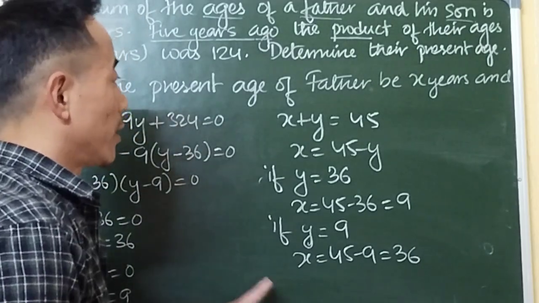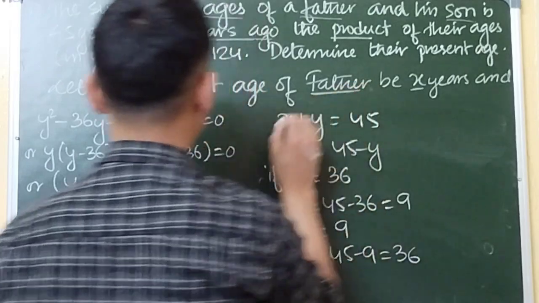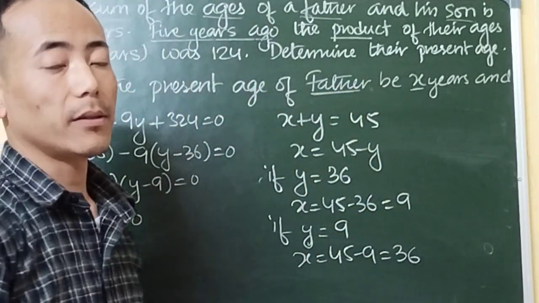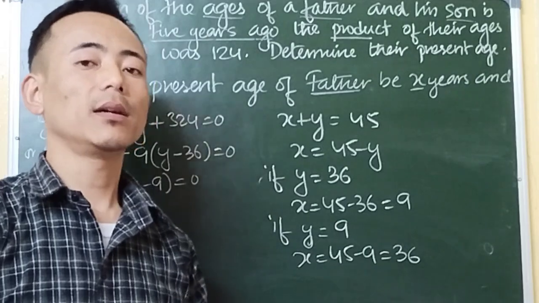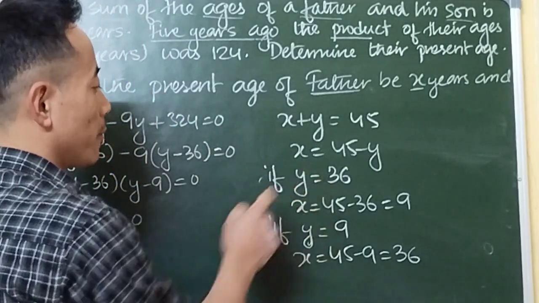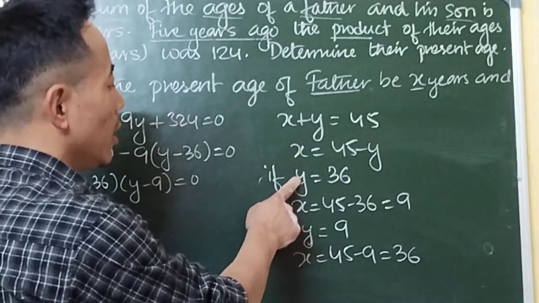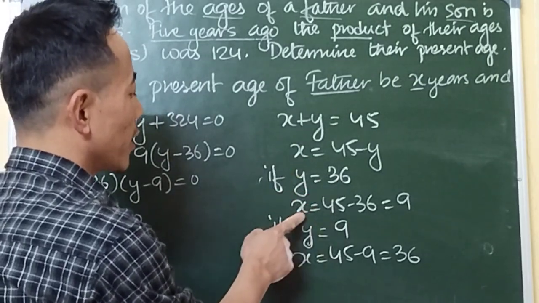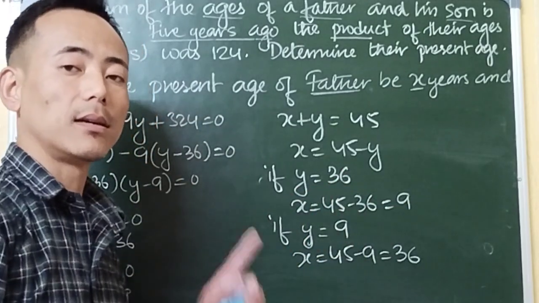Now here you have to understand that x is the age of father and y is the present age of son. Obviously, age of father has to be greater than the age of the son. So y equals 36 cannot be possible because y is the present age of son. If you take y equals 36, you are getting x equals 9. That means father's age is lesser than son's age.